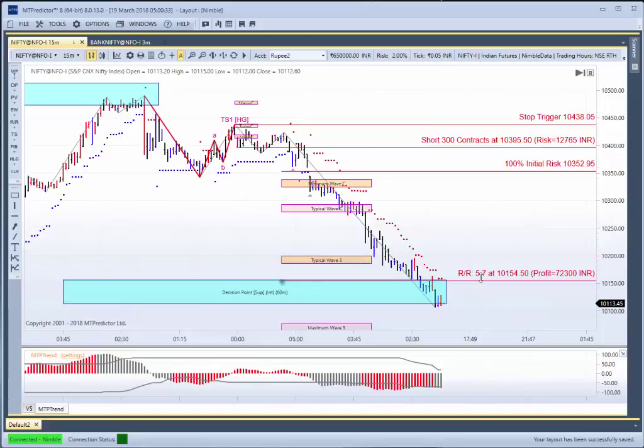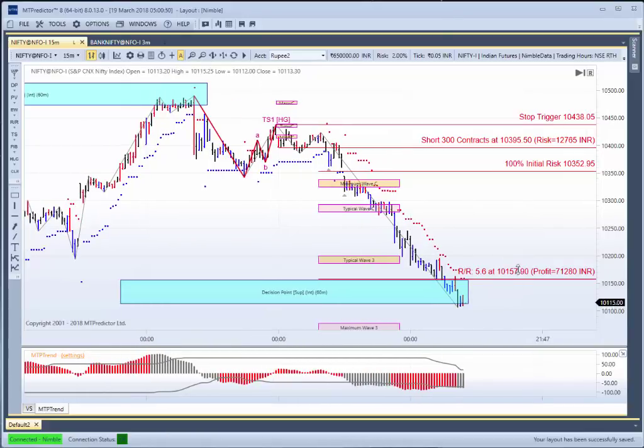If you did, that would be approximately 5.7R, or because the MTP trend is strong, in other words it's beyond our grey strength band here, you perhaps look to trail with our ATR stop. So that would be about the same place at the moment. Our ATR stop is our red dots here. So either way, you'd be looking at a profit of approximately 5.5 times the initial risk.